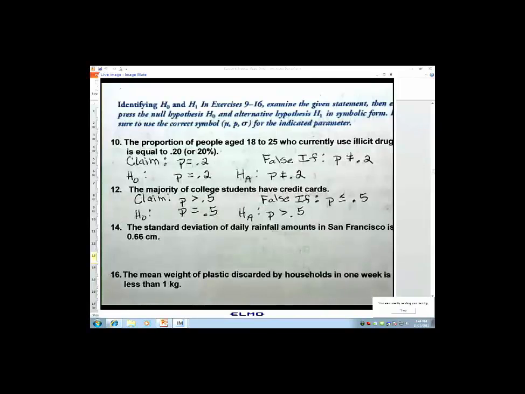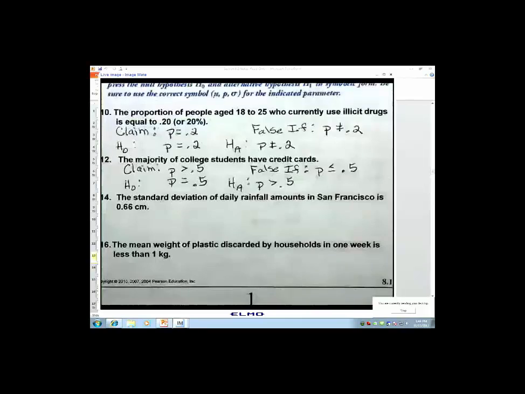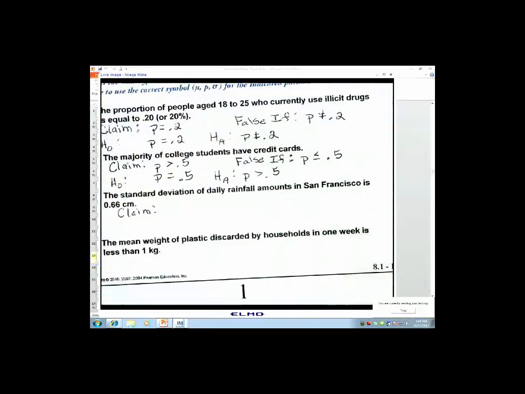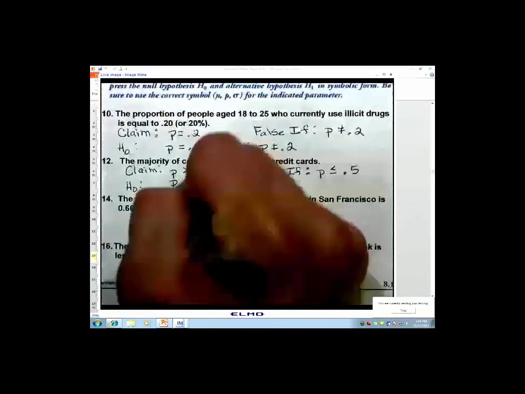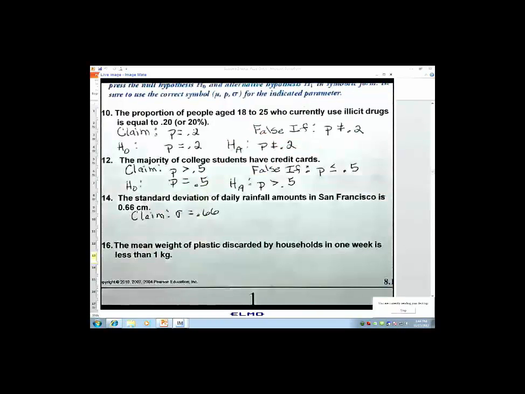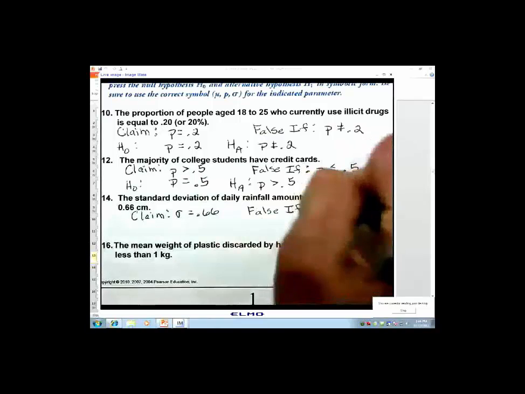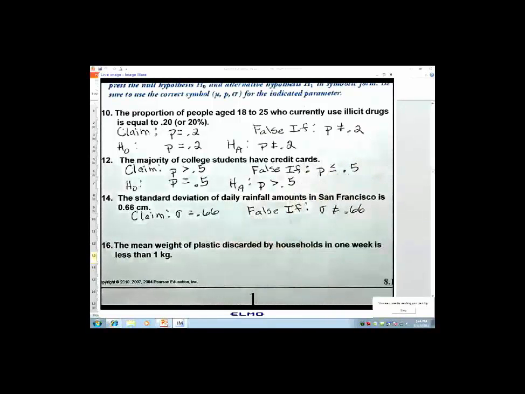All right, number 14 says the standard deviation of daily rainfall amounts in San Francisco is 0.66 centimeters. What's the claim? It says standard deviation, so sigma equals 0.66. And that's false if what? If it's anything else. Sigma does not equal 0.66. I wrote sigma and said P. I'm sorry. You're right, sigma.